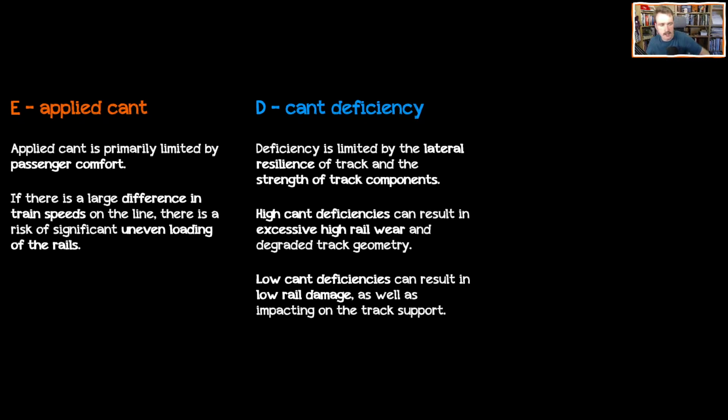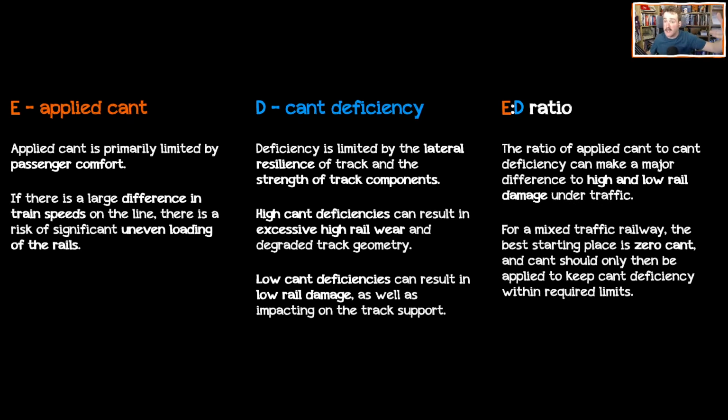Look at that. So the next thing is the ratio. We talked about this E to D ratio: the ratio of applied Cant to Cant deficiency. Well, this is how we deal with different traffic. You want to minimize that high and low rail damage, so things like rolling contact fatigue that led to the Hatfield derailment resulted partly from the balance of Cant and Cant deficiency being wrong. We had too much Cant through the curve. For a mixed traffic railway, this is the answer. For a mixed traffic railway, the best starting place is to start with 0 Cant.